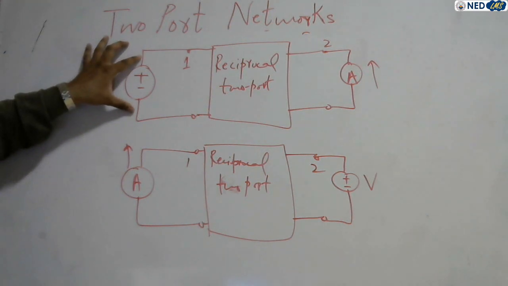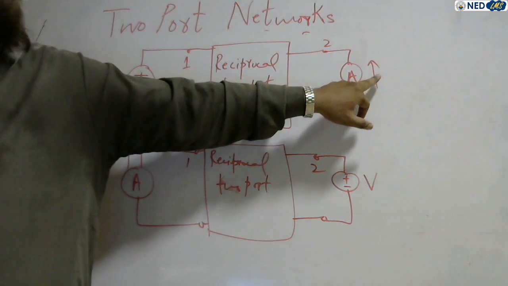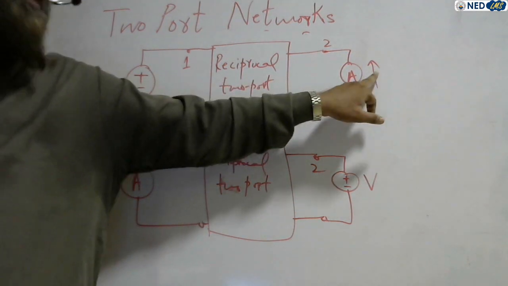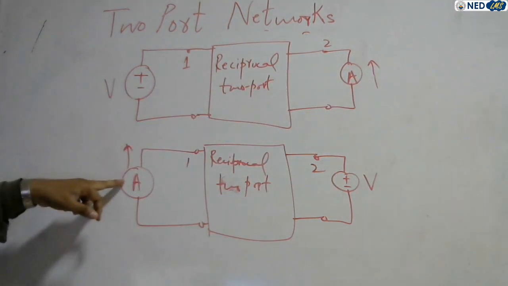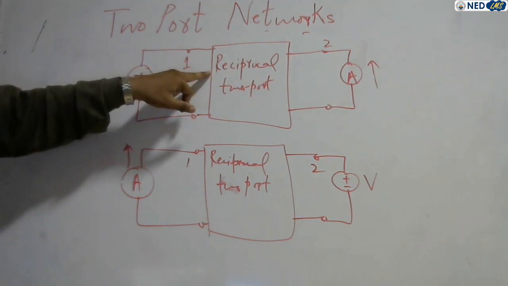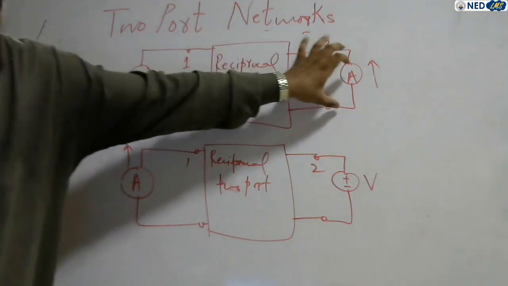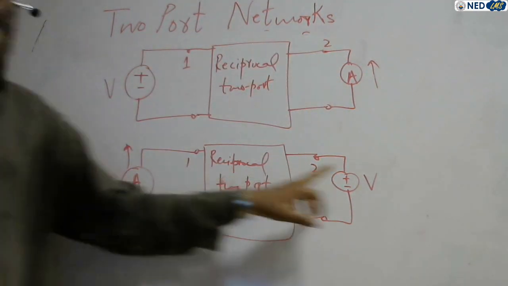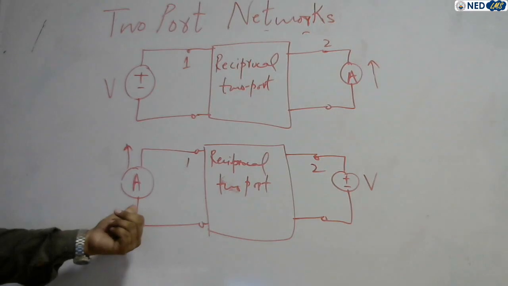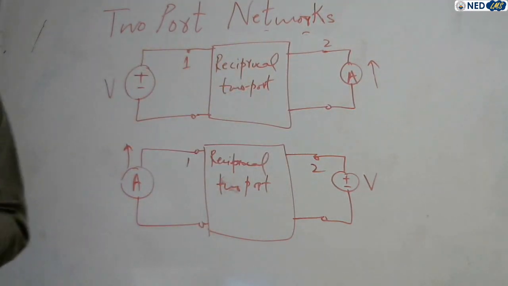If we connect a voltage source across the input terminals, and we connect an ammeter on the output terminals, the ammeter reads the same current value as when it is connected on the input terminals. So that's why it is a reciprocal two port network. That means a source connected on one side gives a response, that is current. When the source is connected on the other side, it gives the same current response. This ammeter and this ammeter read the same value of current.